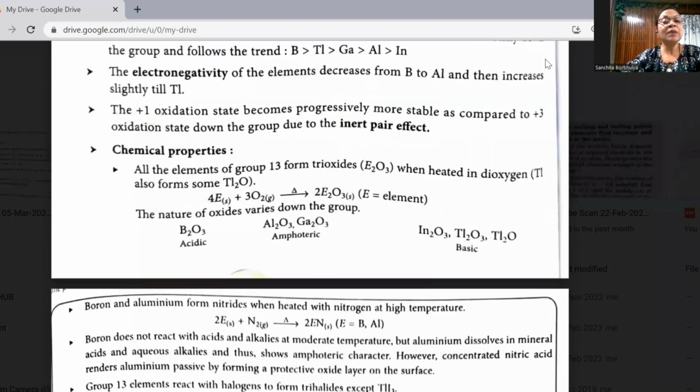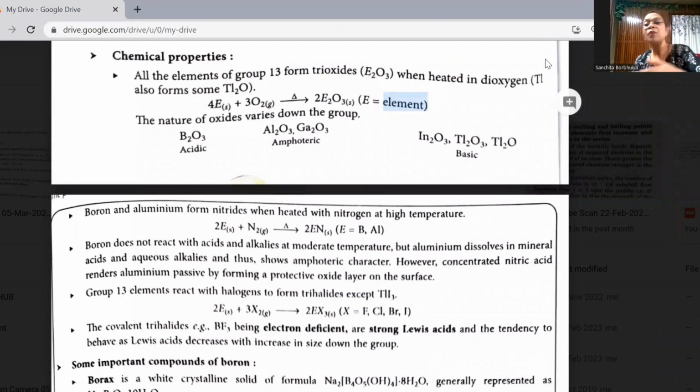Going on to the chemical properties, whatever I found important, I picked it up and displayed it on my screen so that you can quickly revise group 13 without wasting a lot of time. Let's go to the chemical properties. All these elements, because of the common +3 oxidation state, would definitely form the trioxides. So any of these elements, if you react with oxygen, will form the trioxide.